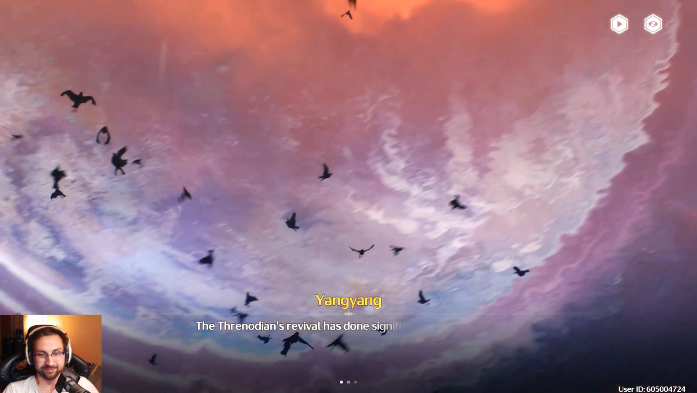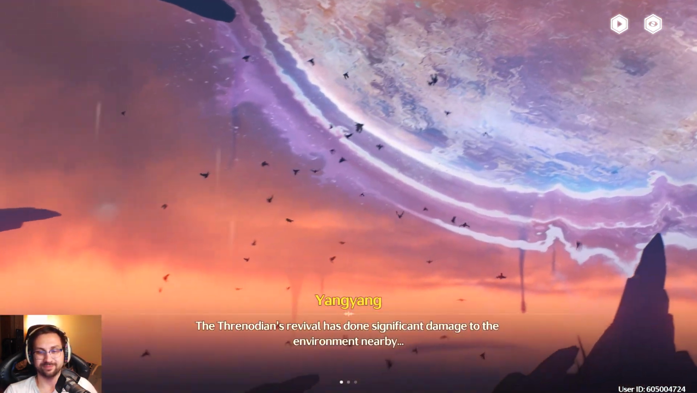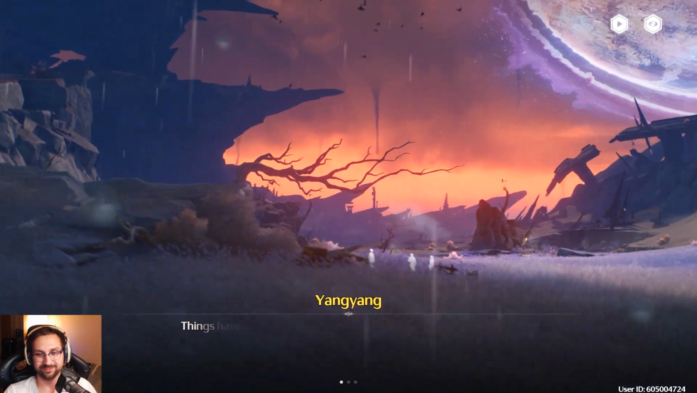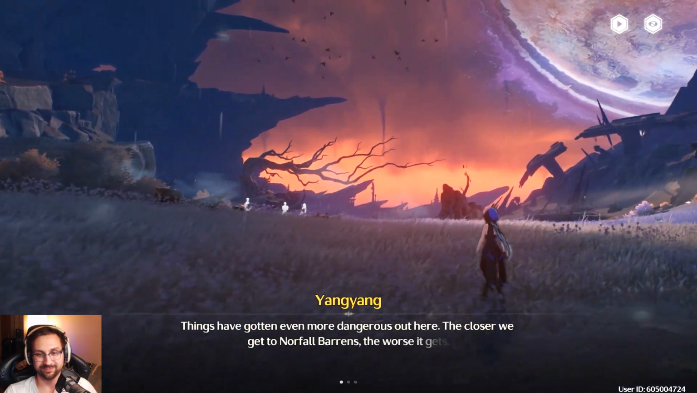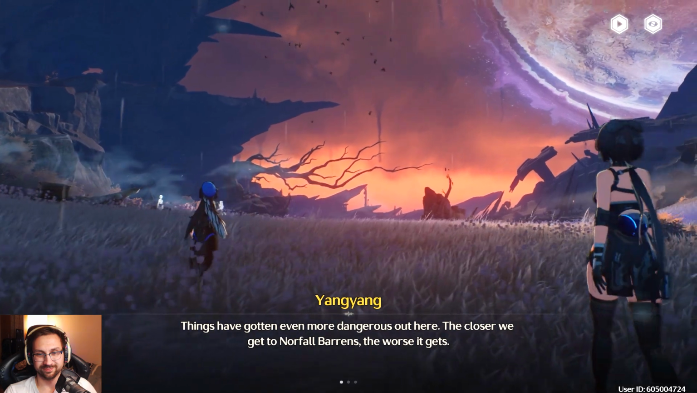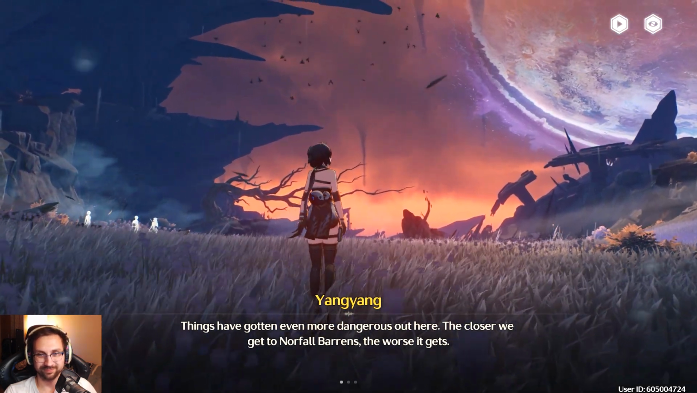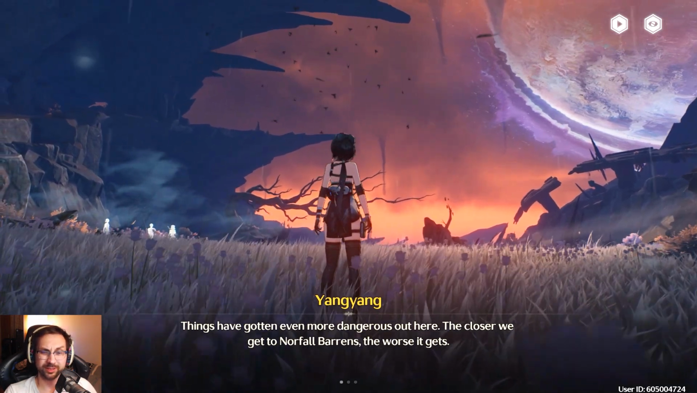The Threnodian's revival has done significant damage to the environment nearby. Things have gotten even more dangerous out here. The closer we get to Norfolk Barrens, the worse it gets. It's always been like that?